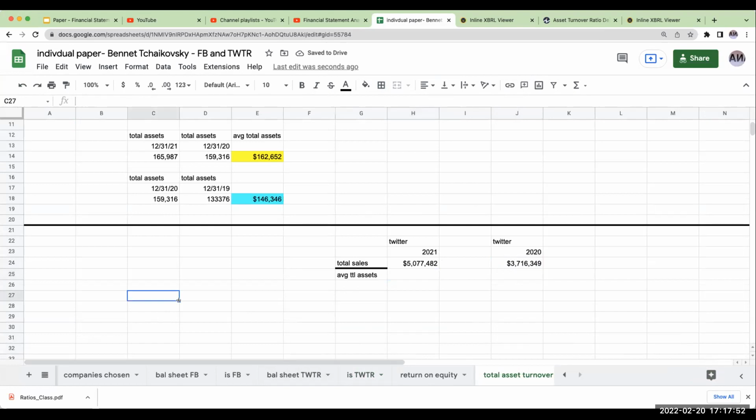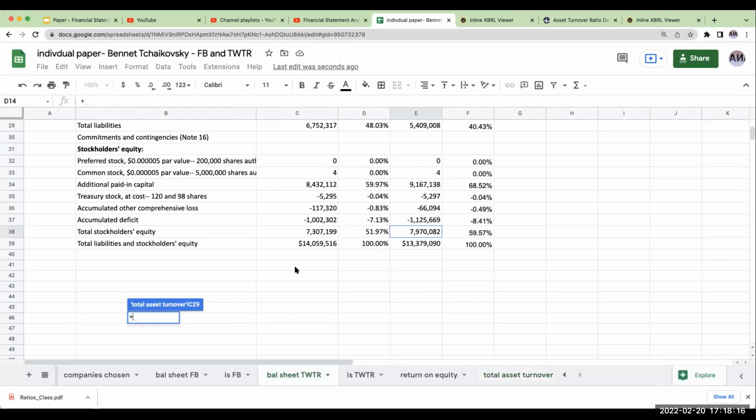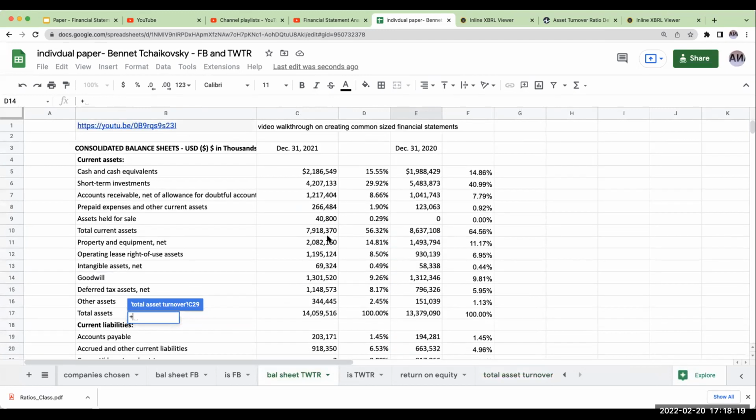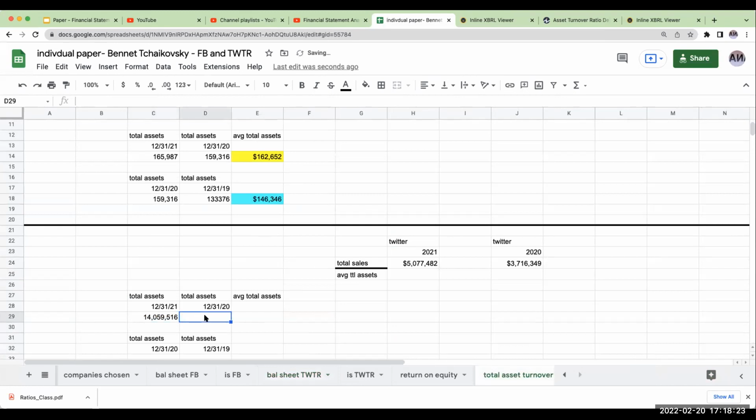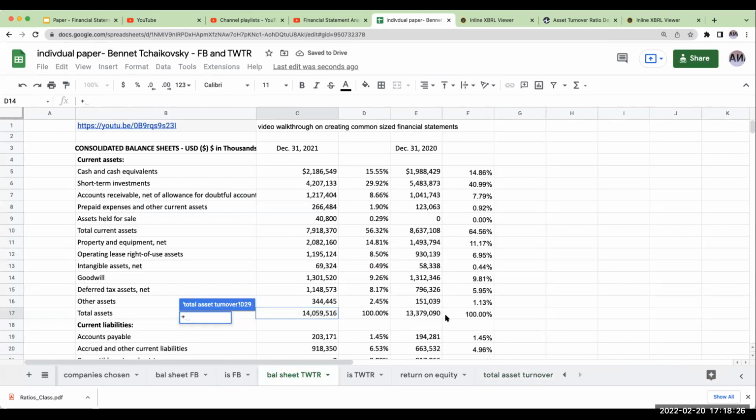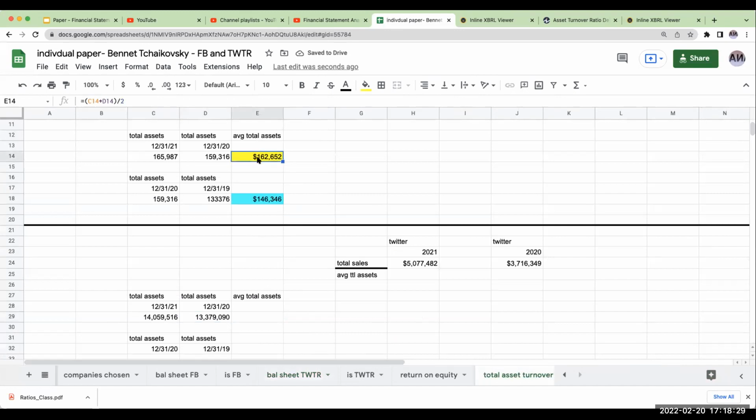So for my average total assets, let's go here. Okay, so over here for Twitter, total assets were 14 billion as of 12/31/21. As of 12/31/20, this is going to be 13.39 billion. So it looks like the value is somewhere in the middle.